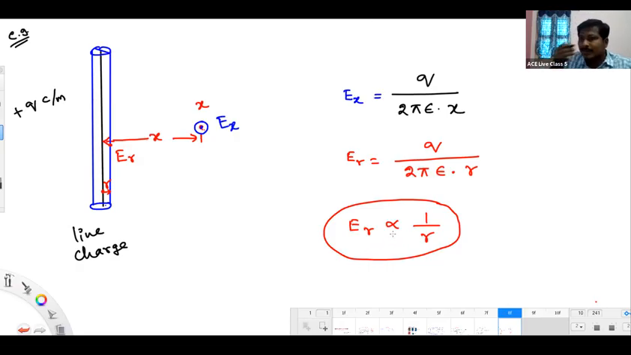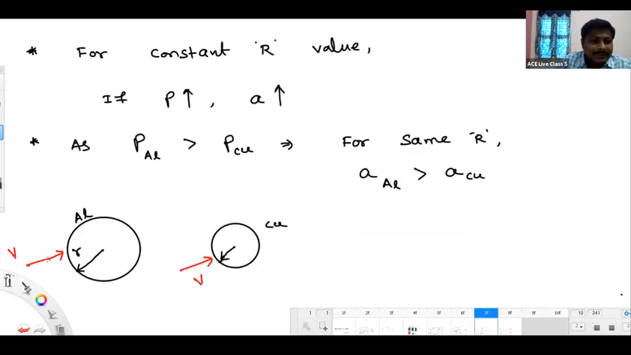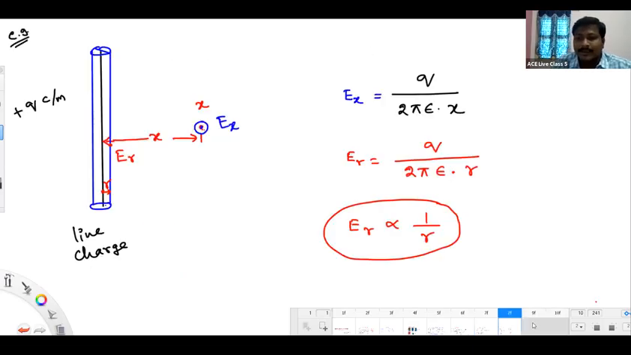So field intensity is inversely proportional to the radius of the conductor. Now, let me move back to the previous slide. Tell me now, after applying the same voltage for both conductors, aluminum and copper, on which conductor surface will the field intensity be less? This is the field intensity on the aluminum conductor, and this is the field intensity on the copper conductor. Tell me please. Yeah, definitely on the aluminum because of its larger size. Let me write that comment now.